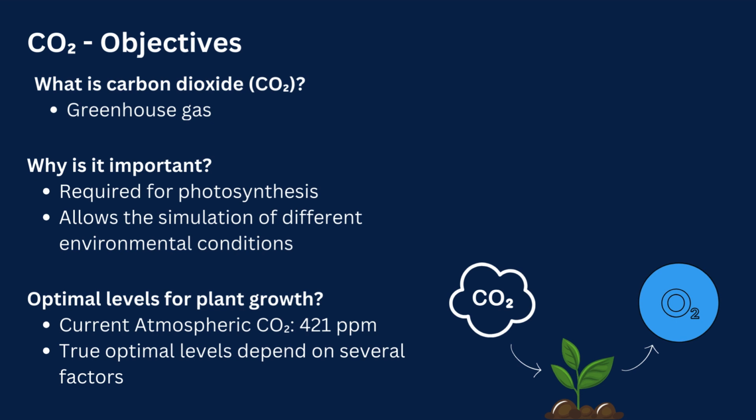Maintaining CO2 levels around 400 ppm will simulate natural plant growth. It is possible to increase plant growth rates by raising the CO2 levels. However, the optimal CO2 level will depend on several factors, such as the plant type, the light intensity, and the size of the chamber.